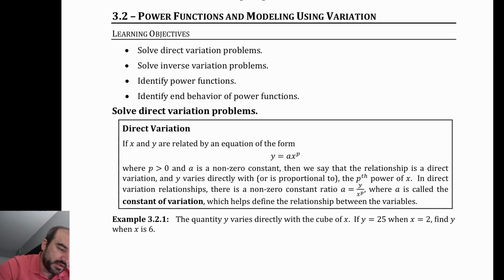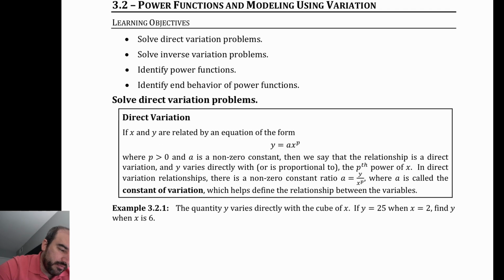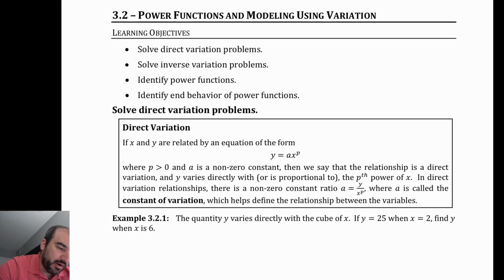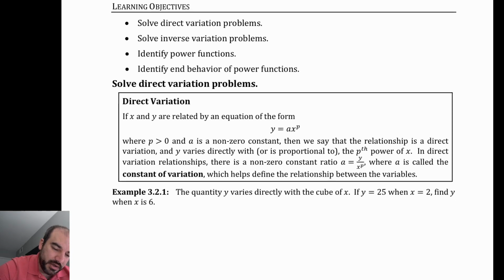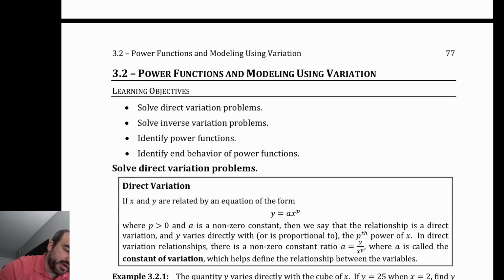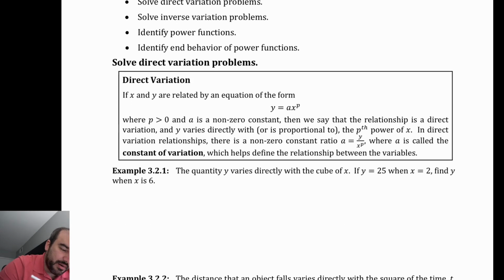As far as 3.2 is concerned, 3.2 is about power functions and direct variation, inverse variation. Direct variation, inverse variation is not super difficult to comprehend. Whenever you see varies directly, you're going to want to use this type of equation, y equals some number times x to a power.